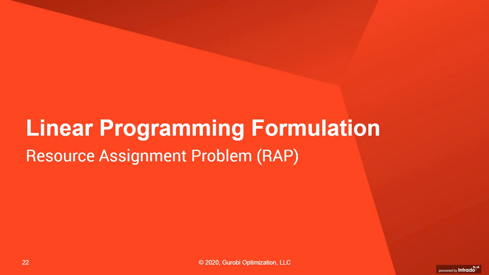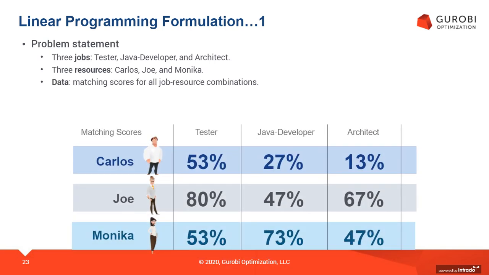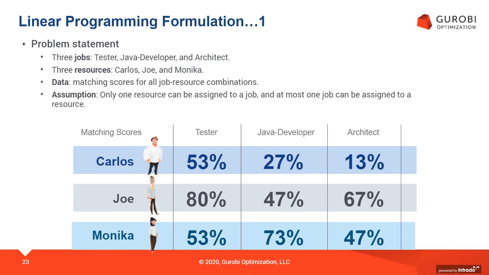So let's now try another approach, and this will be based on linear programming. So let's restate the problem again. We have 3 jobs, a tester, Java developer, and architect. We have 3 resources, Carlos, Joe, and Monica. And we have the matching scores that tell us, for each job and resource combination, what is the matching score? And we have this table that has that information.